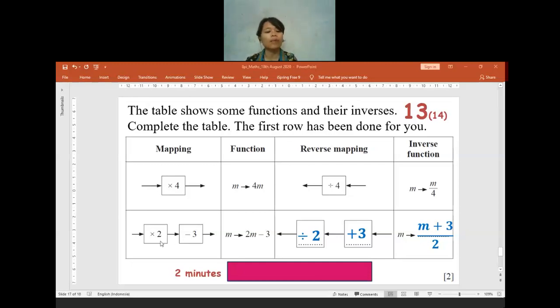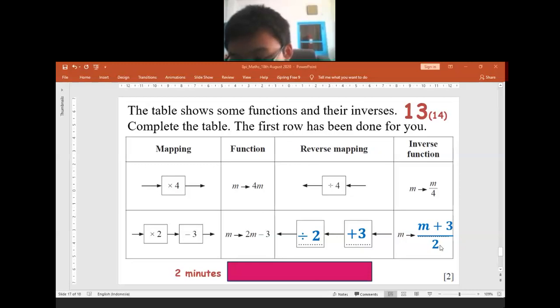And then for the second row we have times 2 and then subtract 3. So we need to do the opposite. We plus 3 then divide by 2. So when we find the inverse function, it will be m plus 3, all divided by 2. Is there anyone having any question? Maybe I talk too fast? No? For sure, no question?